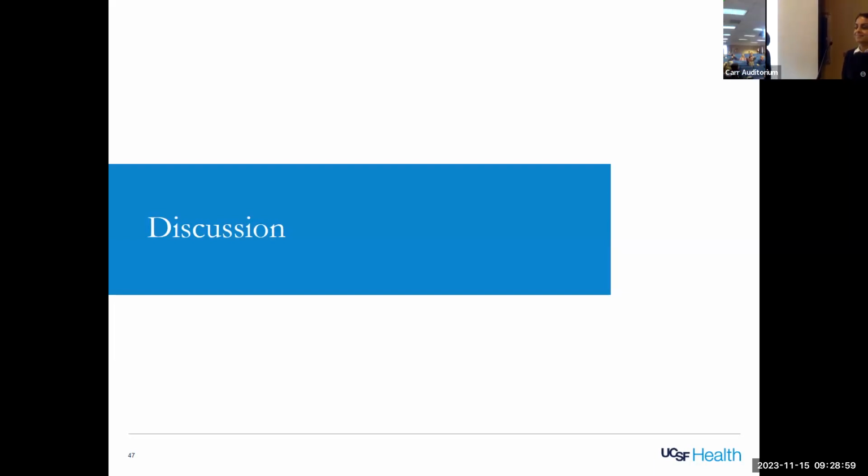So I'll be quick. I was just wondering in SELECT if you see a relationship between the degree of weight loss and then the degree of reduction in MACE risk.